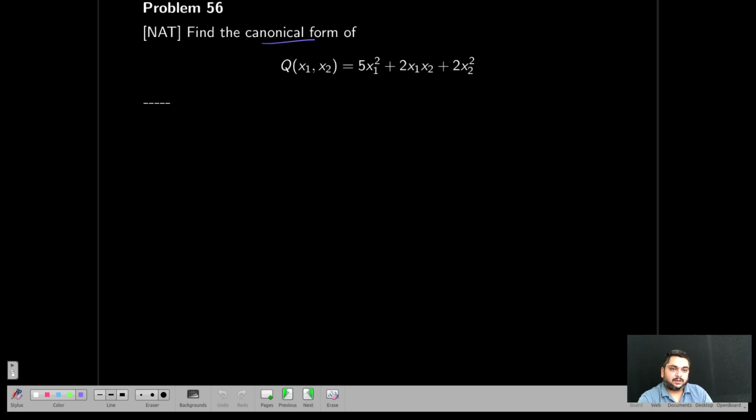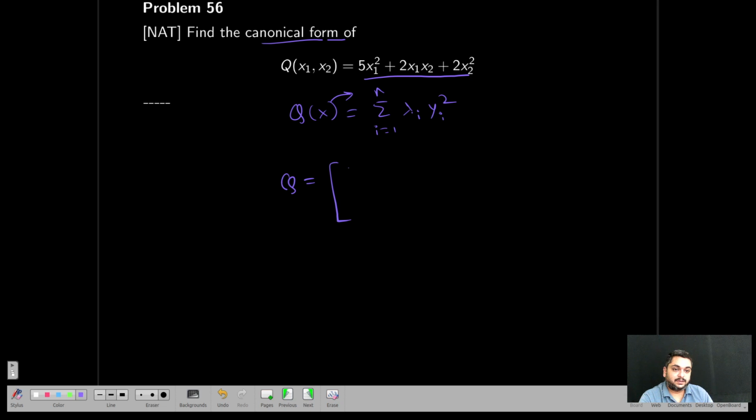Next, find the canonical form of this. So canonical form, how will you find? Q of x will be equal to the summation of i equal to 1 to n of lambda i into yi square. Okay. So if it is a real symmetric matrix, then I can apply the canonical form because it can be orthogonally diagonalizable. Okay, symmetric matrices are orthogonally diagonalizable. So I need not find any orthogonal matrix here. So just find the Q matrix here. If it is symmetric, then it becomes automatically diagonalizable.